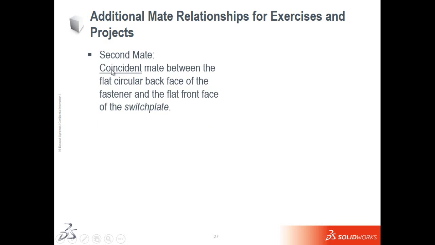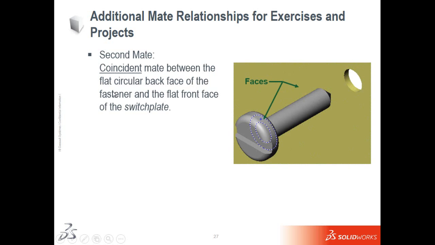The second mate, the coincident mate between the flat circular back of the fastener and the flat front face of the switch plate. So we have a coincident mate. You click on the face of the switch plate and you click on the inside face of the fastener, and that will make these two lock together.